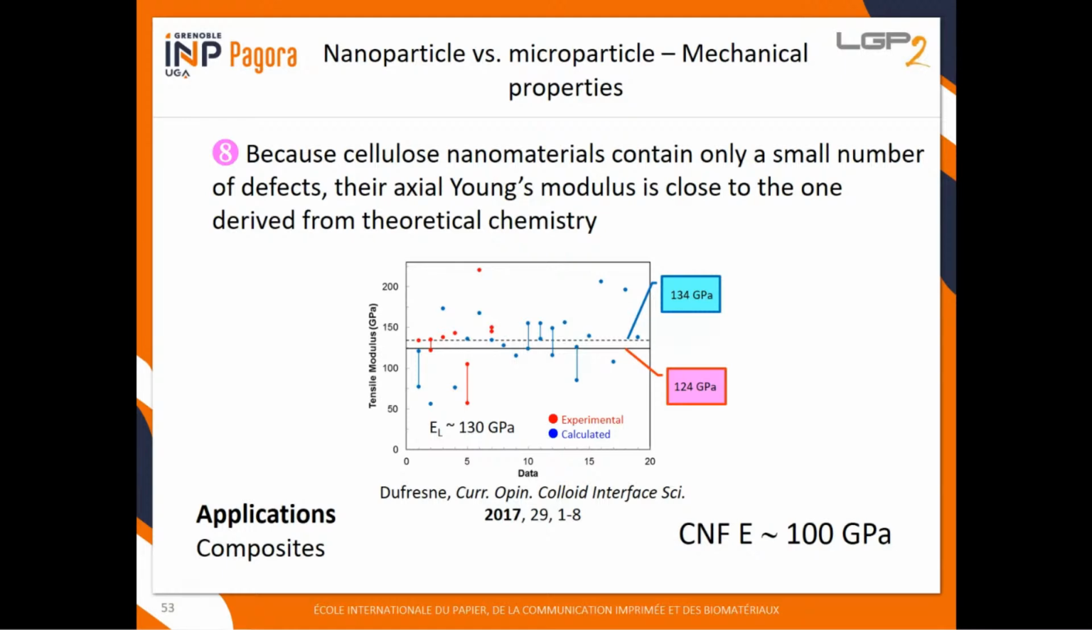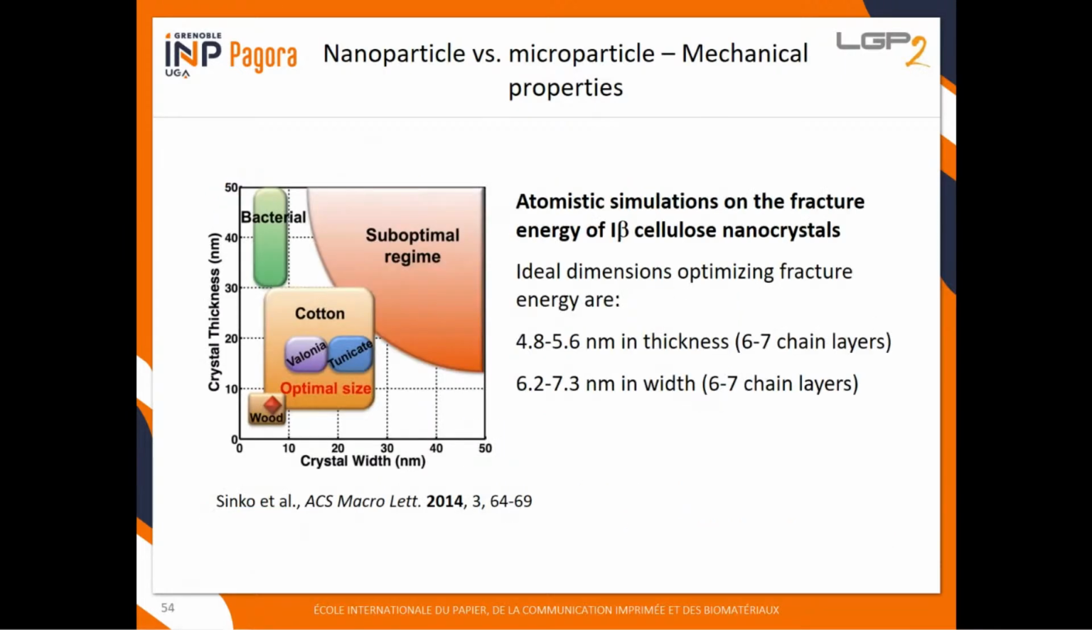I don't know if you have an idea about the modulus of glass fibers. It's around 70 gigapascal, so it means that it's much higher. And of course, in the case of cellulose nanofibrils, so nanomaterials obtained by a mechanical treatment, it's slightly lower because of the presence of amorphous domains.